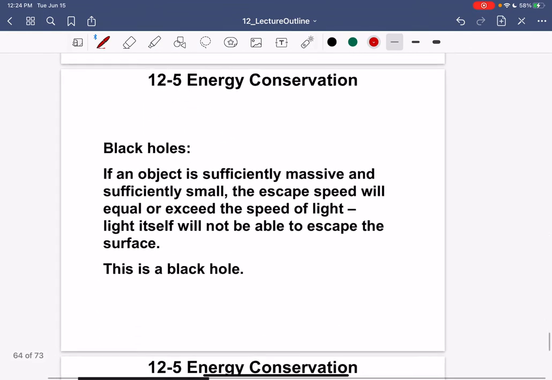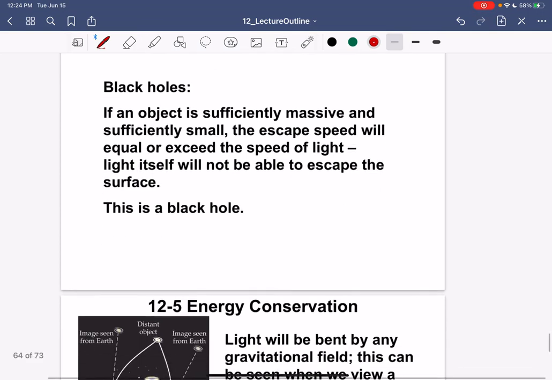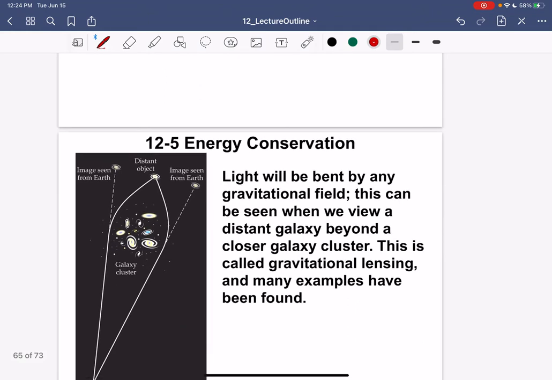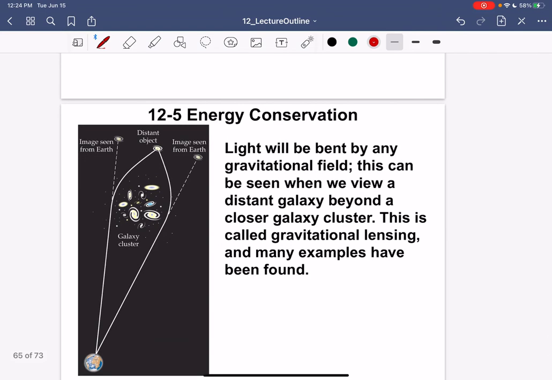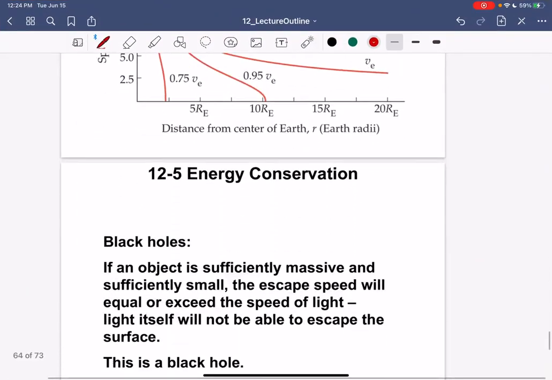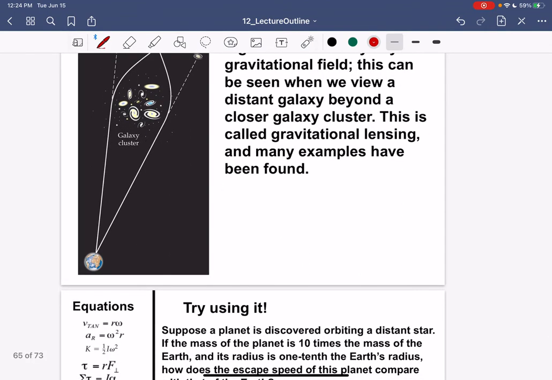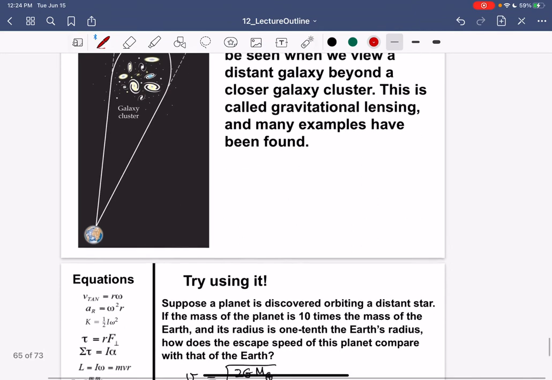And finally, the black holes, they are really very massive and sufficiently small, and the escape speed will equal or exceed the speed of light, and this is the reason why even light will not escape. And light will be bent by any gravitational field. This can be seen when we view a distant galaxy beyond a closer galaxy cluster. This is called gravitational lensing, and many examples have been found.